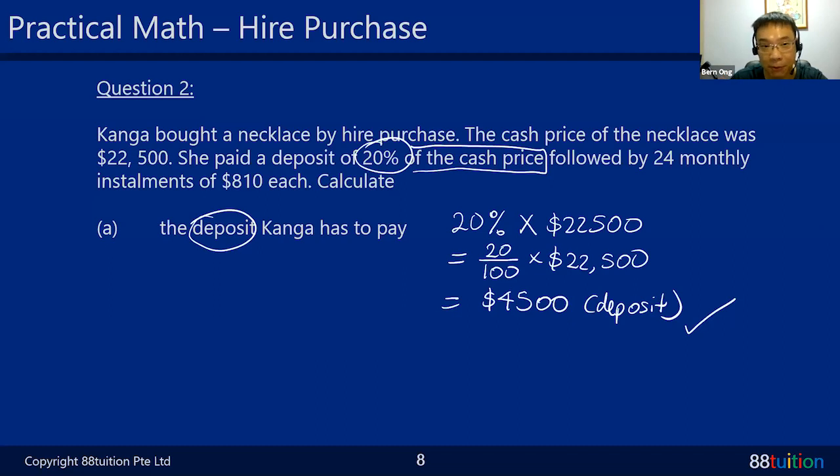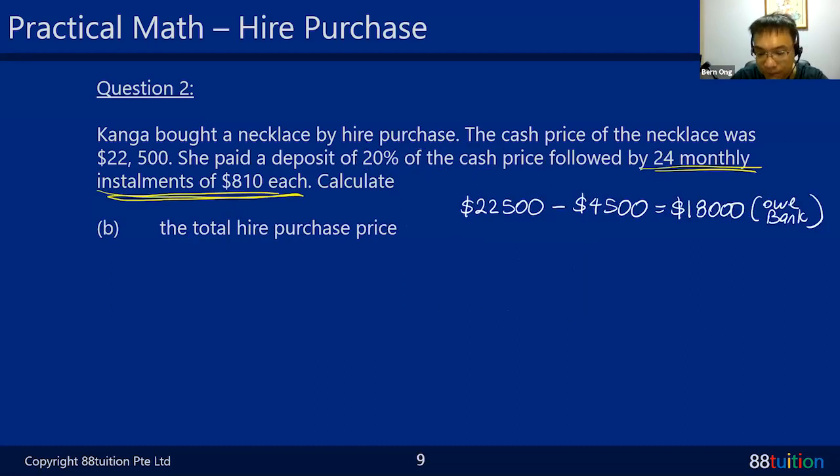So 20% is the deposit. After paying the 20% deposit of 4,500, she still owes the bank 18,000. The bank is not going to be her friend, so the bank will obviously charge interest on this 18,000. How much interest? I don't know. Don't panic. She has to pay 24 monthly installments of $810. Every month she has to pay $810, for 24 months, so 24 times $810.